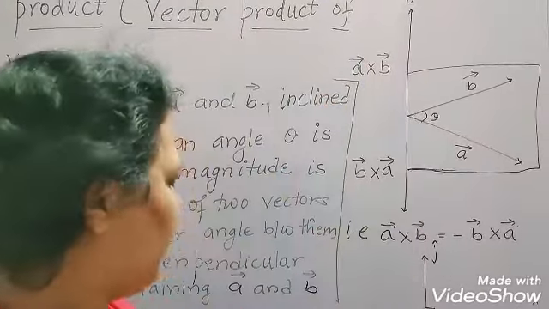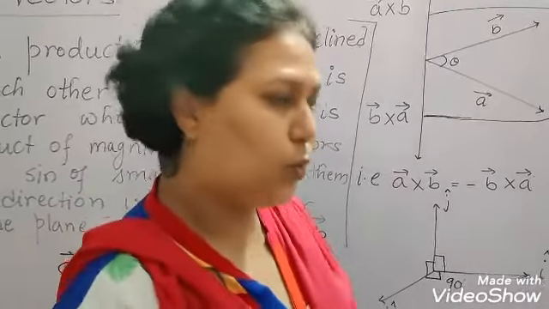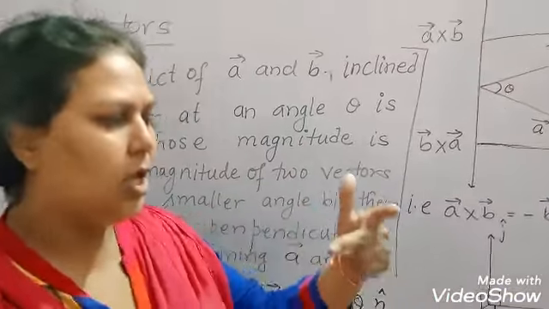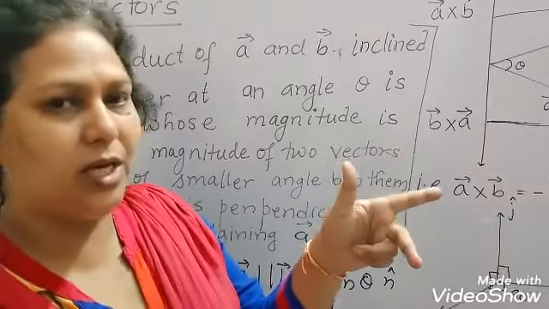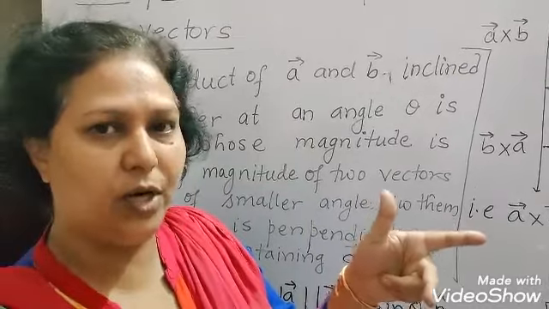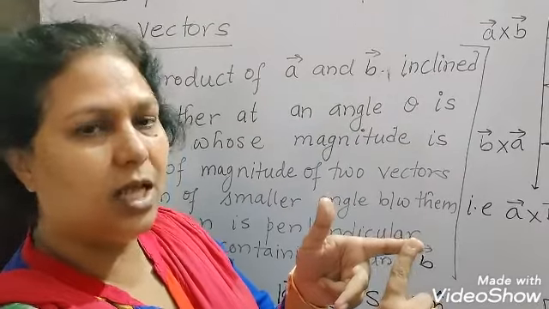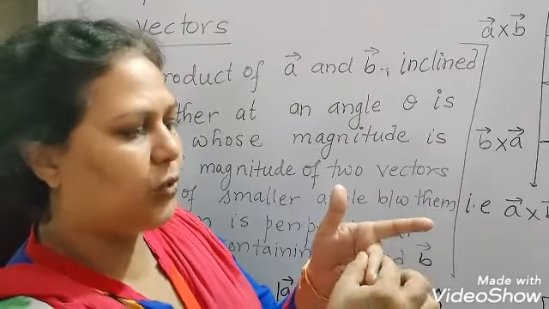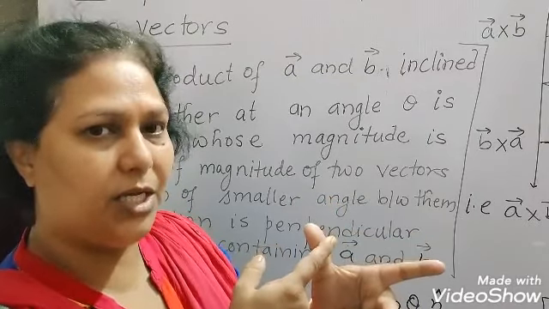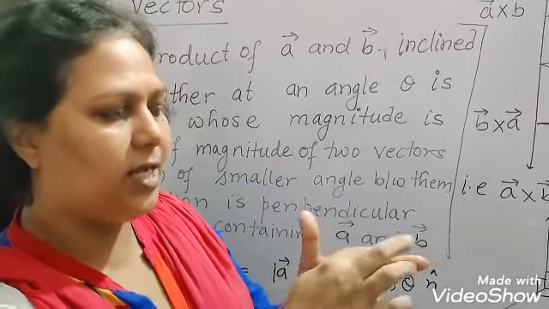For example, you might remember Fleming's left hand rule. In that rule, we mutually stretch two fingers and the thumb perpendicular to each other on our left hand. If this finger indicates the magnetic field and this finger indicates the electric current, a force will be obtained in the direction of the thumb.